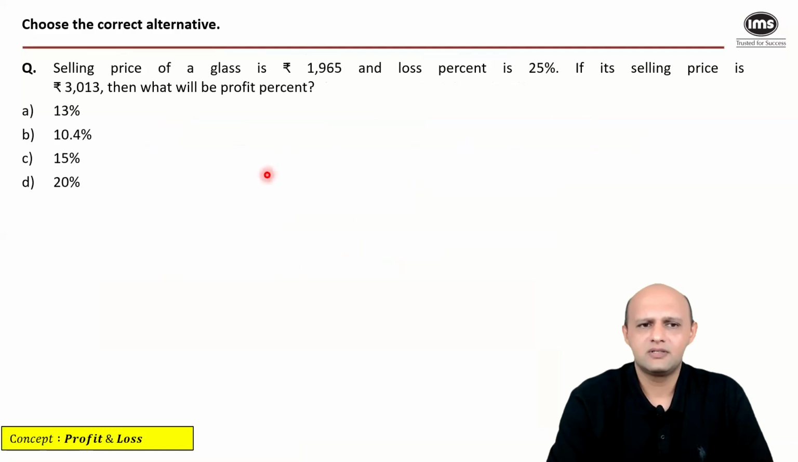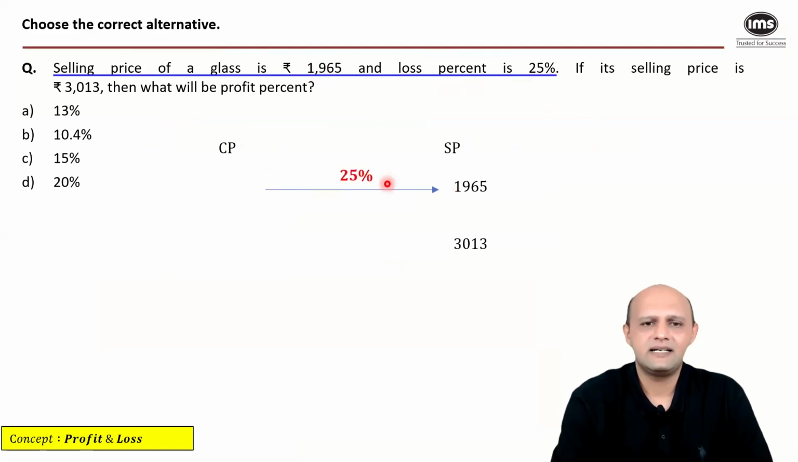Evidently a question on profit and loss. Just the values seem to be slightly off, so let's be careful when we are calculating. Selling price is 1965 and the loss is 25%. So SP is 1965, loss is 25%. If you're losing 25%, if you assume the cost to be 4x, there would be a loss of x rupees, so the selling price would be 3x. From 3x equal to 1965, you could calculate the value of x, which is 655.